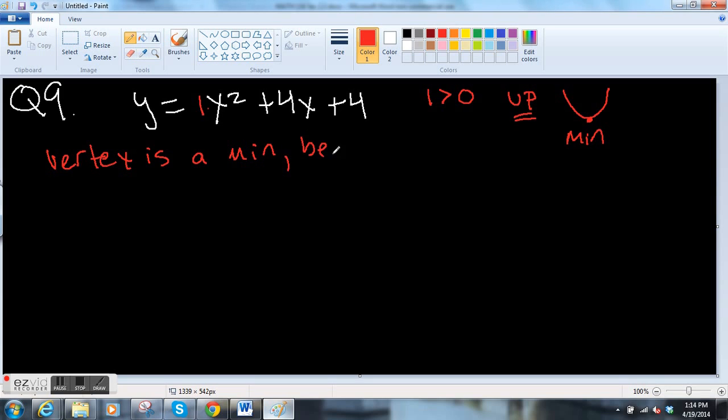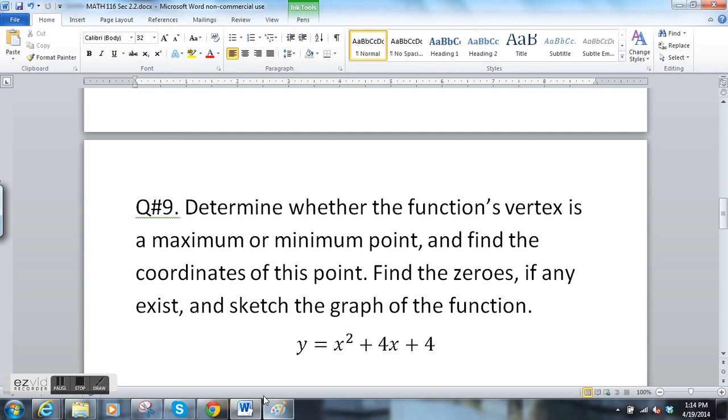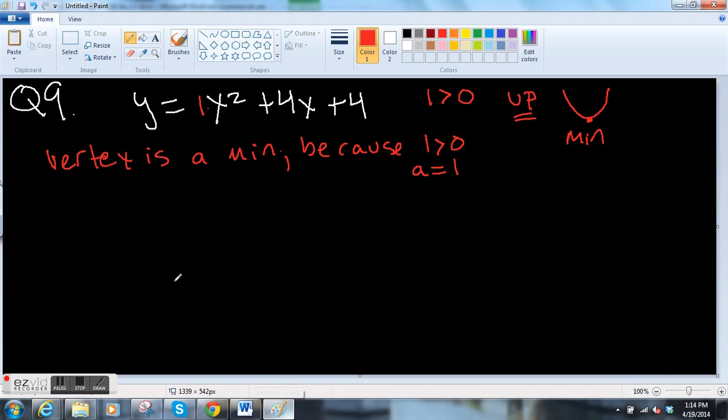And if you want to be really pure, you can say because 1 is greater than 0, or because the x squared term, like a equals 1, you could also say that. But you don't really need to write because, you can just say it is. The vertex is a minimum. So what else does it say? Find the zeros and sketch the graph of the function. Oh, find the coordinates of this point. Okay, now we have to find the coordinates.